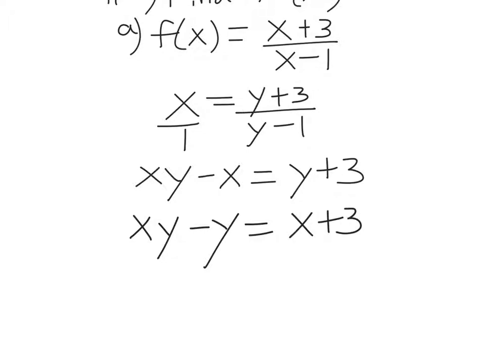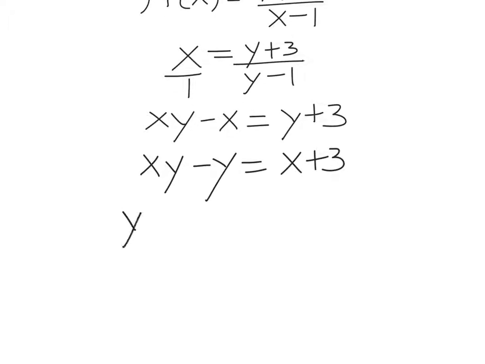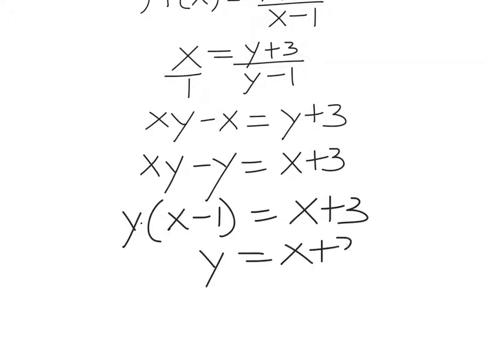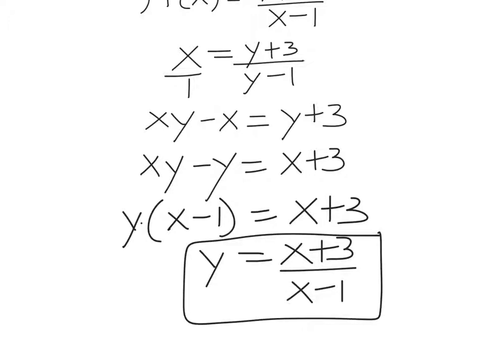Okay? And now we're going to factor. We're going to factor out a y to the front so that we just have one y to solve for. So this is equal to y times (x minus 1) equals x plus 3. And then there's one more step to go. What's our last step? Divide. So y equals (x plus 3) over (x minus 1). And that's our answer. Okay?